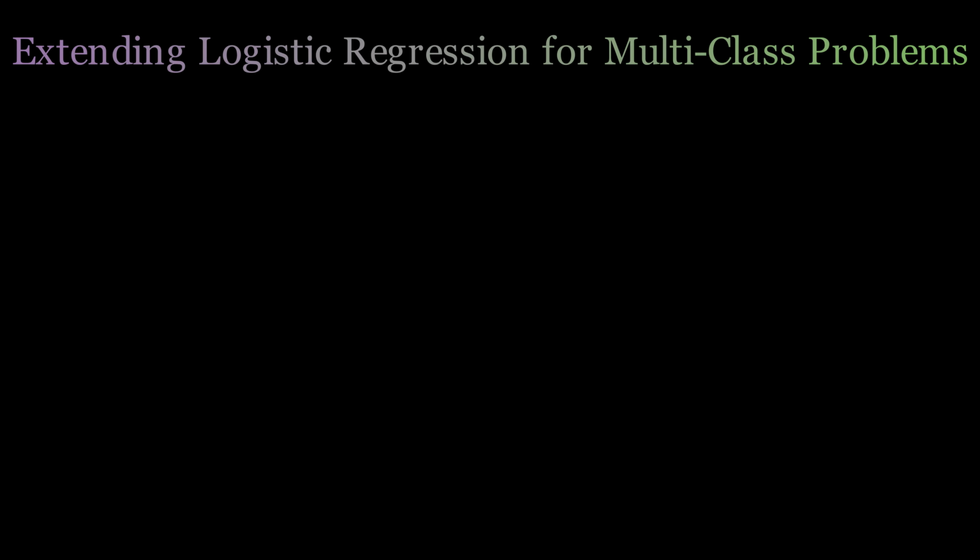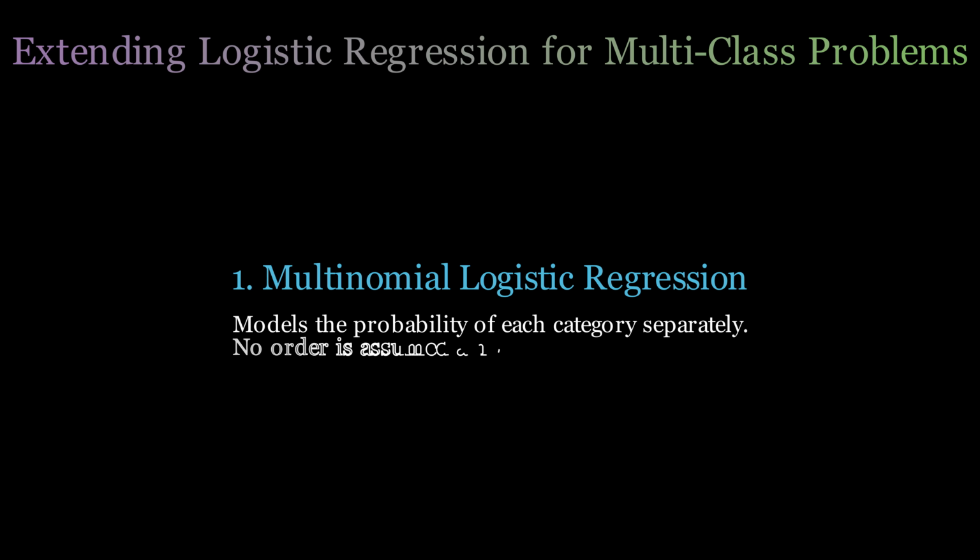While standard logistic regression is designed for binary classification, it can be extended to handle multi-class classification problems in several ways. Multinomial logistic regression is a direct extension of logistic regression. It models the probability of each category separately and assumes no order among the categories, such as predicting types of fruits like apples, bananas, or oranges.